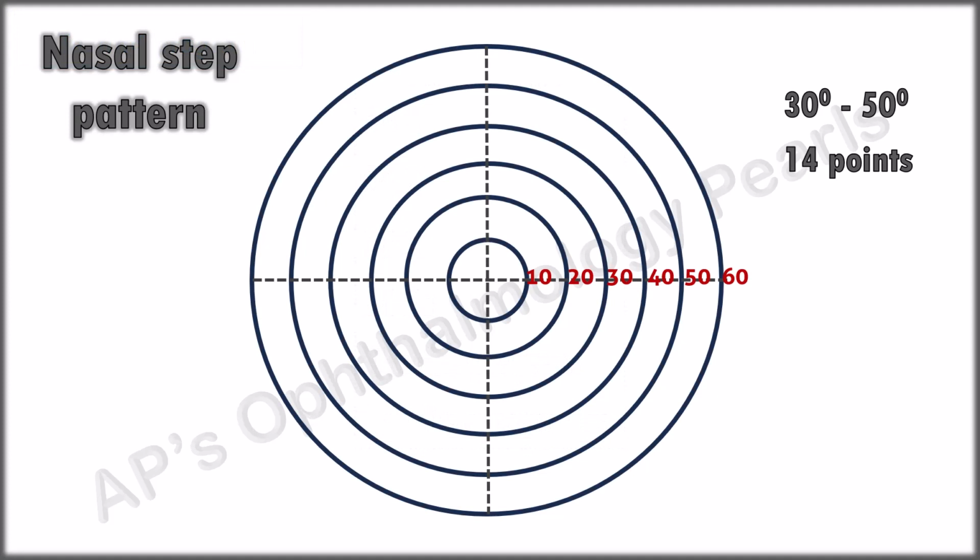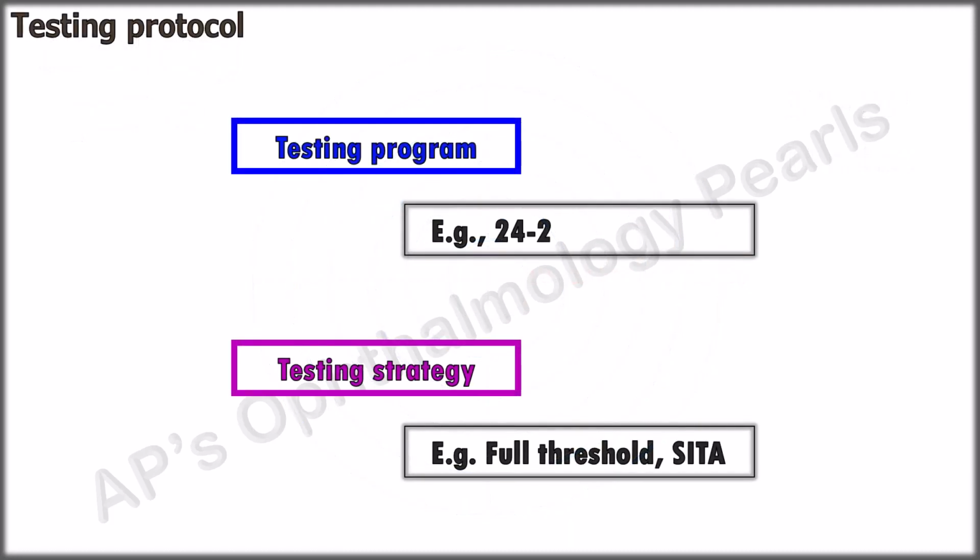The nasal step program tests 2 points on either side of the nasal horizontal axis on the 30, 40 and 50-degree meridians and 2 additional points on the 30-degree meridian for a total of 14 points. There is a 60-4 program also for peripheral fields.